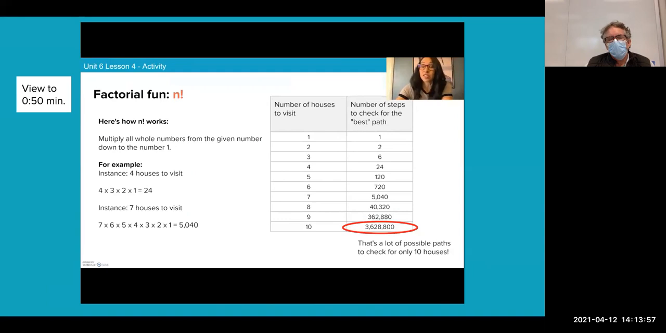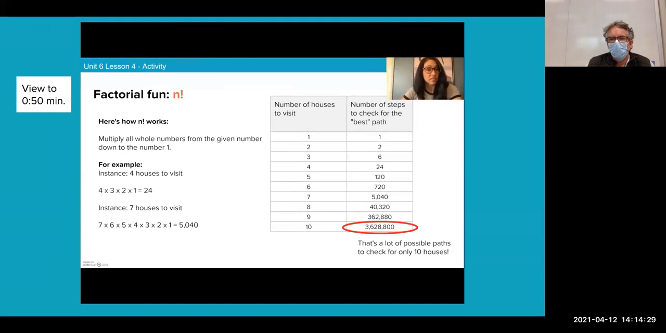If there's 7 houses to visit, it's 7 times 6 times 5 times 4 times 3 times 2 times 1, which is 5,040. If we look at this graph, with 10 houses to visit, it's 10 times 9 times 8 times 7 times 6 times 5 times 4 times 3 times 2 times 1, which comes out to over 3 million. That's a lot of possible paths to check for only 10 houses. But let's see how this actually works.